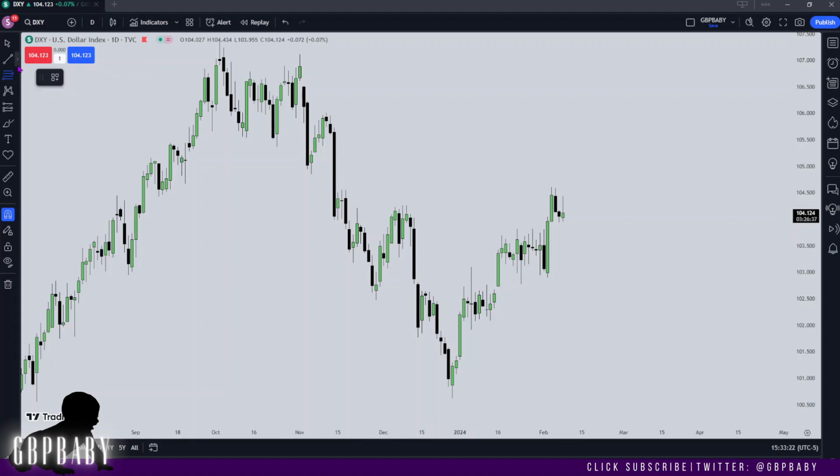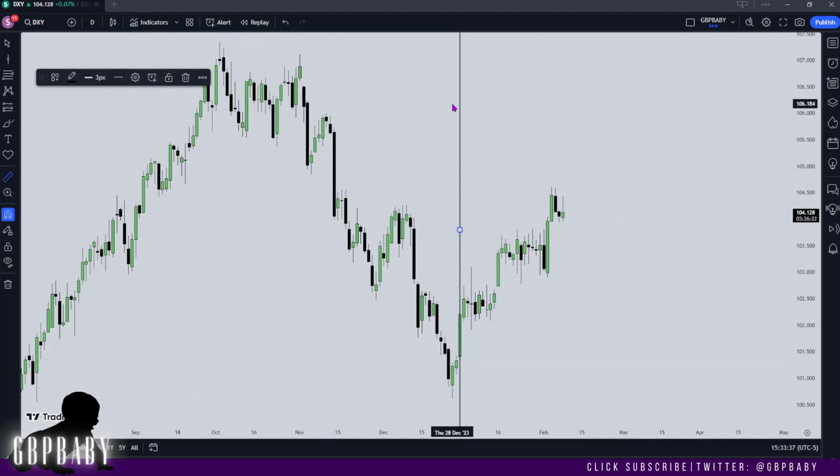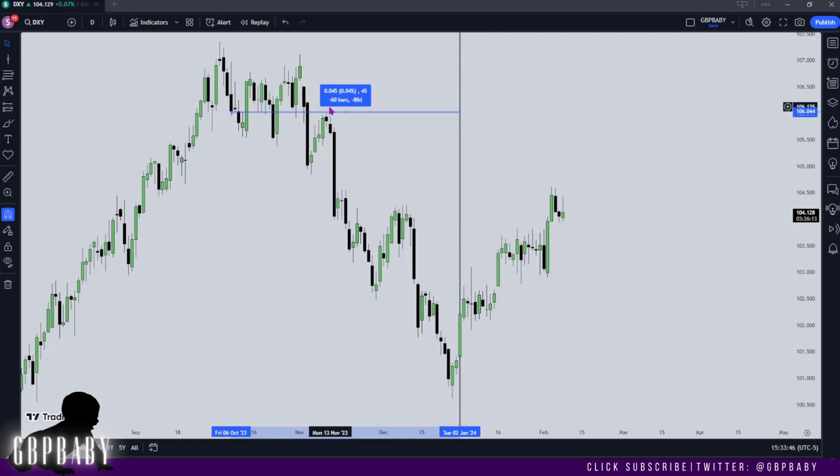So I'm going to use a simple vertical line to do this. We're going to find the first trading day of January, because remember, we're in February now, so we're going to be looking at the previous month's first day, which is here. I'm going to make it a little bit thicker, and then with my measuring tool, I'll simply go back 60 bars, which is right here. And as you can see, it says 60 bars.